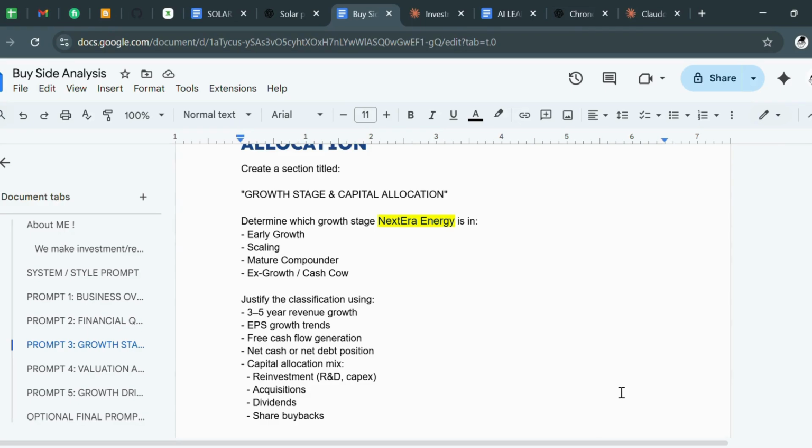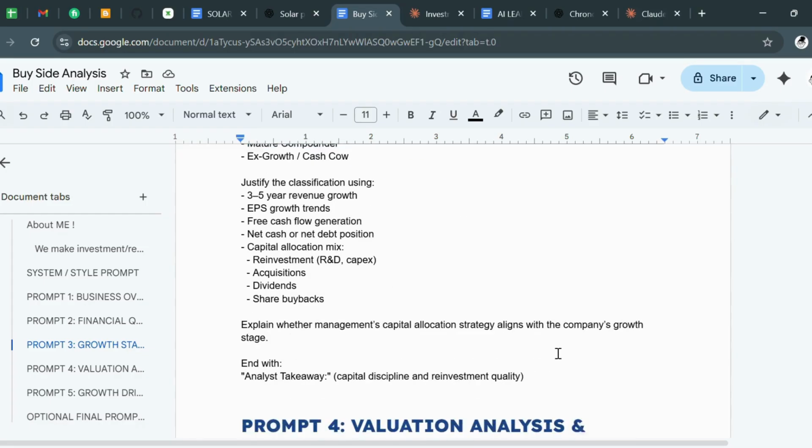Early growth, scaling, mature compounder, cash flow. Like now, this thing tells you about past, present, and future. This is something you should keep in mind: past, present, future. Early growth, scaling, mature, and then cash flow, cash cow.